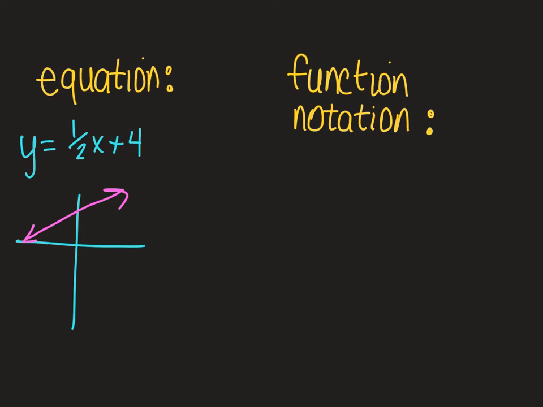If you ever see something written like this, f of x equals 1/2 x plus 4, then this notation out here is called function notation. This is saying it is a function. You don't even need a picture. Don't worry about the picture. It is for sure guaranteed a function. It is a function of x.